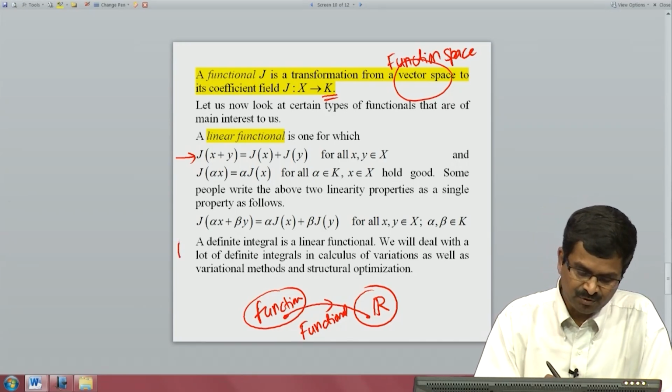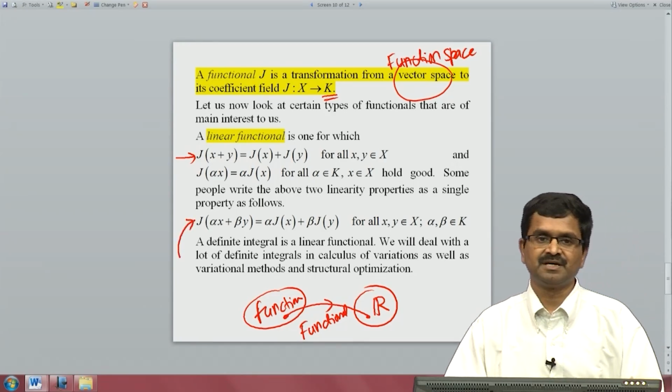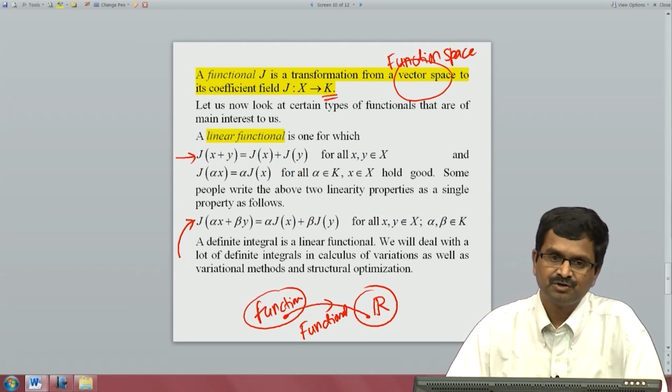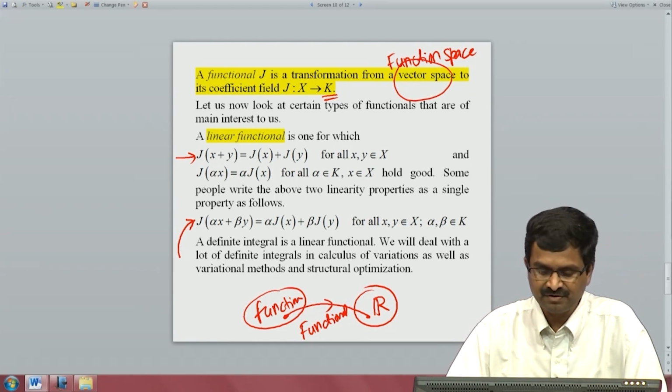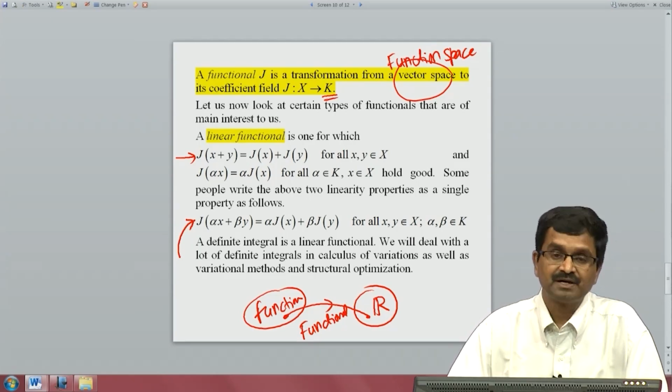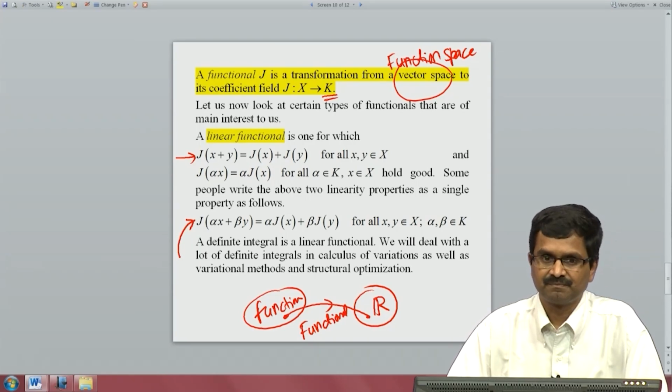Both of them can be put together in this fashion here. J of alpha times x plus beta times y should be equal to alpha times J of x plus beta times J of y. Then such a functional J, we call it a linear functional.